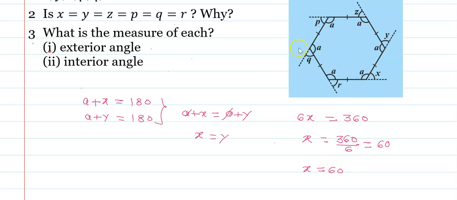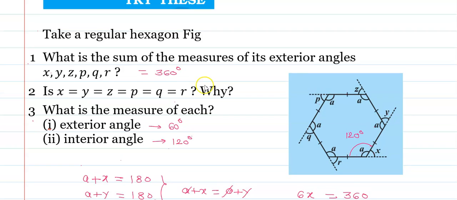Next, he asks what its interior angle is. It's clear that as this is 60, these form a linear pair. 180 minus 60, and here you will get 120. Therefore, the measure of each exterior angle is 60 degrees and the measure of each interior angle is 120 degrees.